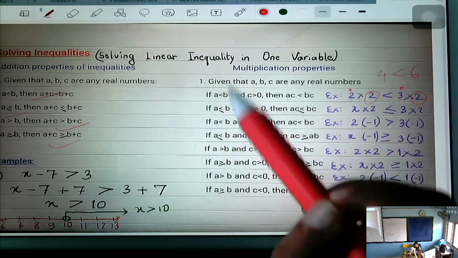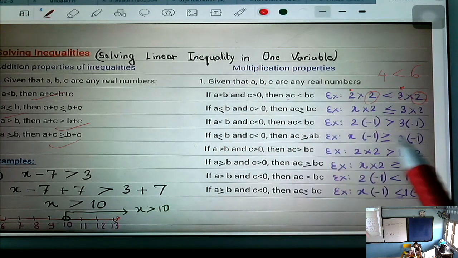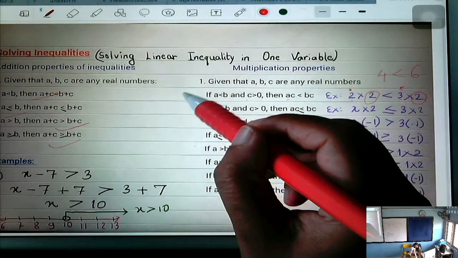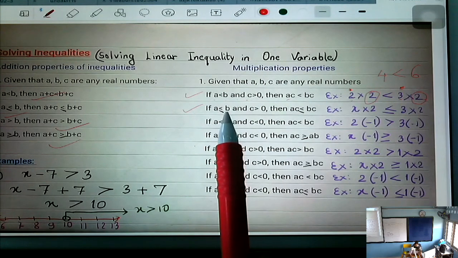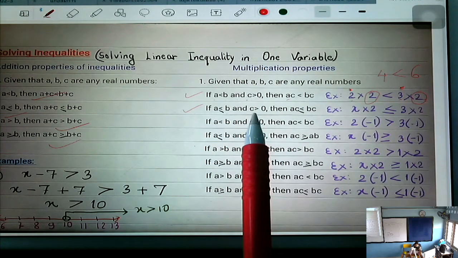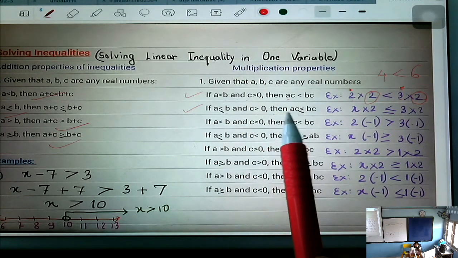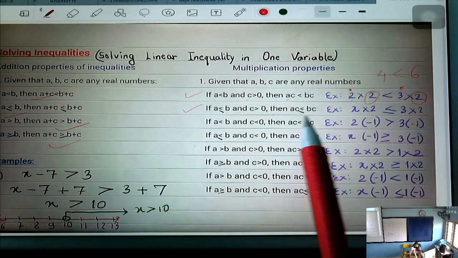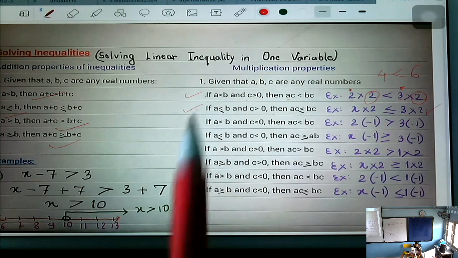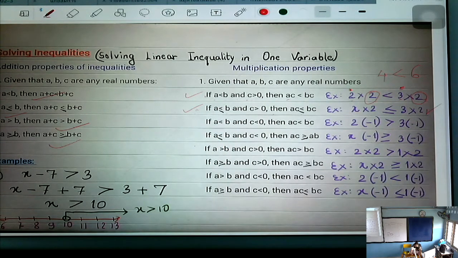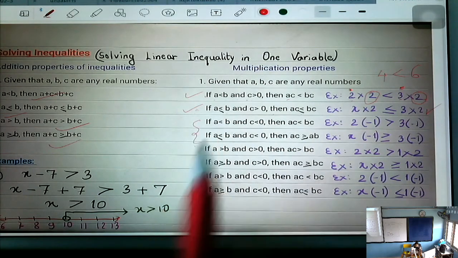Okay, don't get confused. It's very easy. Similarly, these two are the same. If A is less than or equal to B and C is positive, then AC is less than or equal to BC. See the example here. Okay, they two are the same.